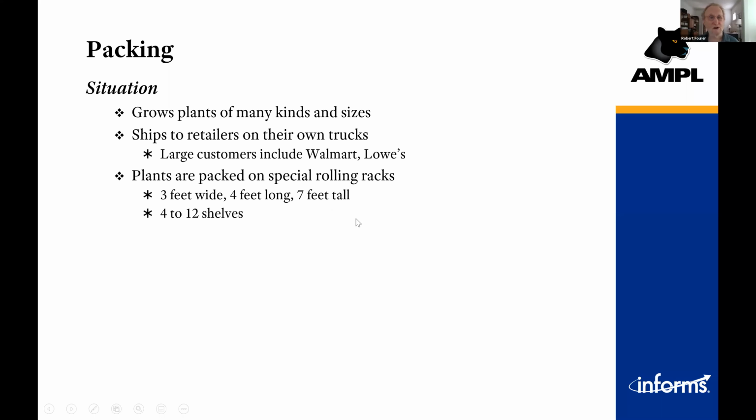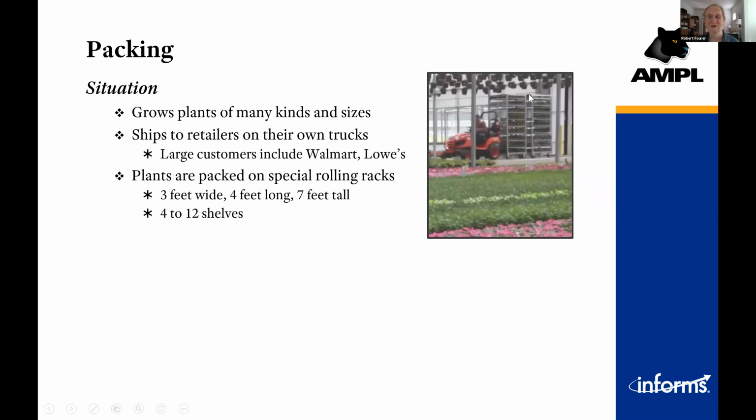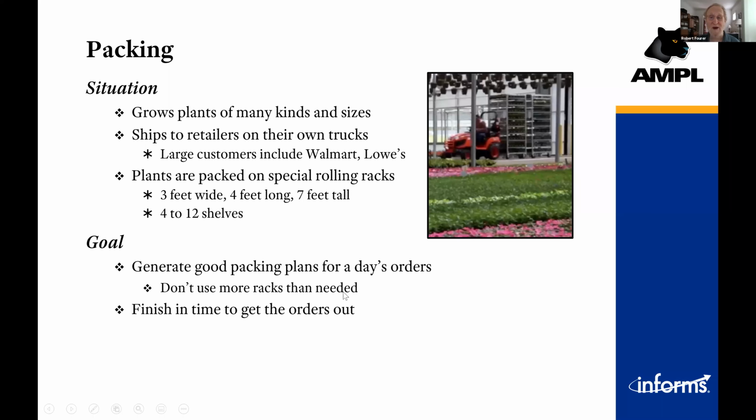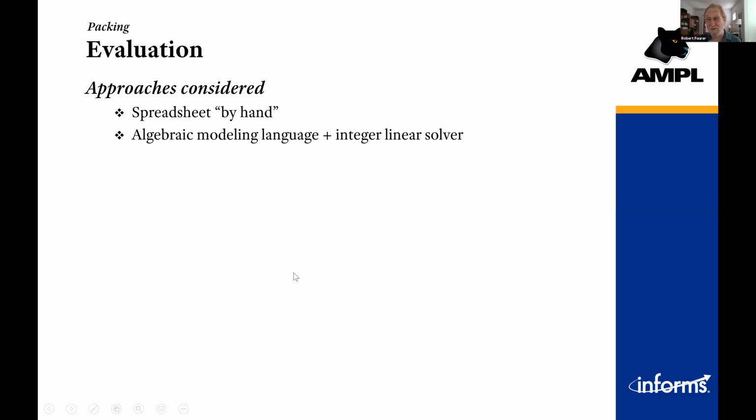In order to ship these things, the plants are packed on special huge rolling racks, and you can see a picture of the racks here. The problem is to generate good plans to pack plants on these racks every day in order to ship them out efficiently and finish the whole process in time to get the orders out. Their business has expanded past the point where this can be done easily by hand. In fact, they originally just had someone with a spreadsheet assigning things based on what looked best.